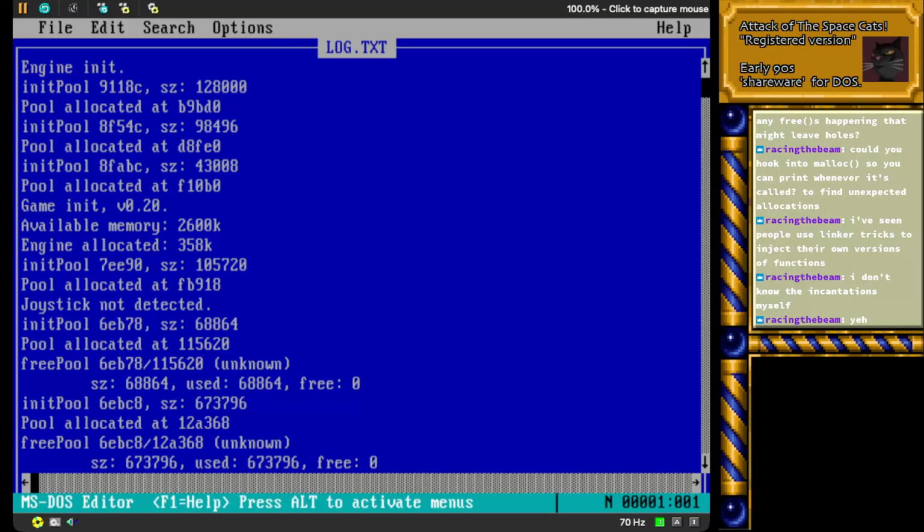What does this say? Okay, these numbers look right to begin with. B9BD0, D8FE0, F10B0, FB918. Okay, so that's still out by 104. So it's nothing to do with the file read then. Interesting. And presumably when we come into the front end, which is this guy, 12A368. Yeah, that's a 16K gap.